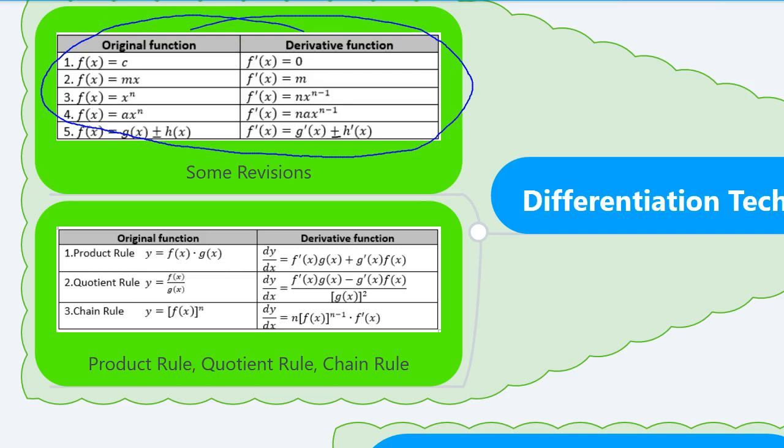Then after that, we learn product rule, quotient rule, and chain rule. By now you are all already very familiar with product rule, quotient rule, and chain rule.